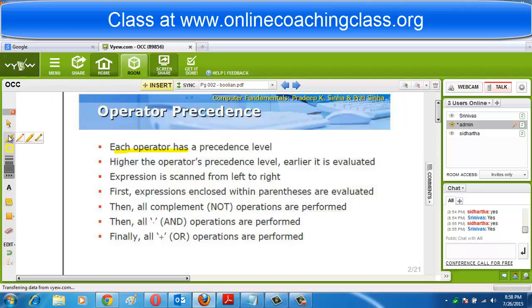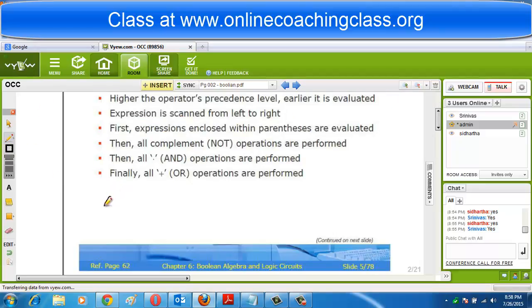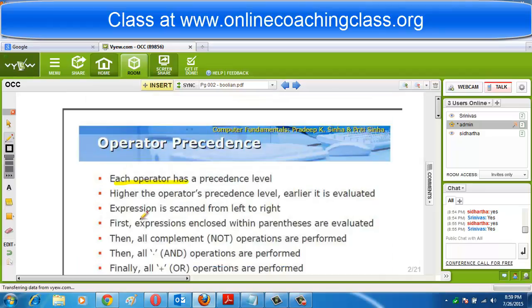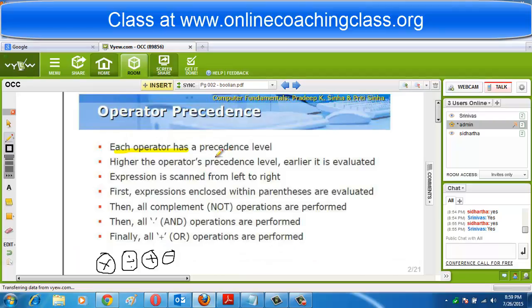What type of hierarchy? If in any equation there is a multiplication, a division, an addition or subtraction, the work of multiplication is done first. It has the highest hierarchy, then division, then addition, and last subtraction. So those are a hierarchy. Same thing, each operator has a precedence level. Higher the operator precedence level, earlier it is evaluated.